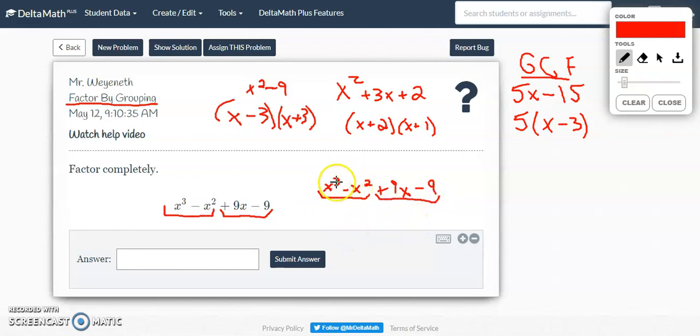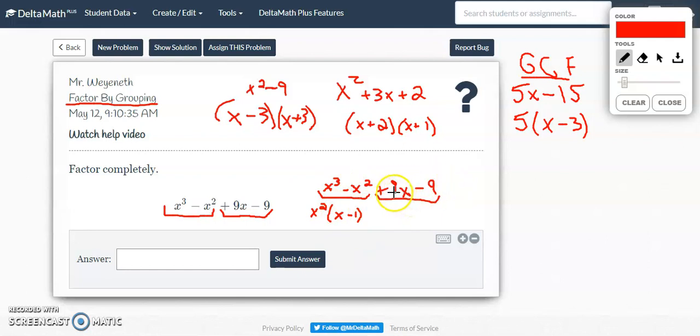By doing this, I put myself in a situation where I'm maybe looking for a difference of squares, but probably more importantly, looking for a greatest common factor. So is there anything shared between x to the third and x squared? If I think about it, both of them contain x squared. So if I did x to the third divided by x squared, that just leaves me with an x. And then minus x squared divided by x squared would just be 1. So minus 1. All right, so that's how this first grouping would factor.